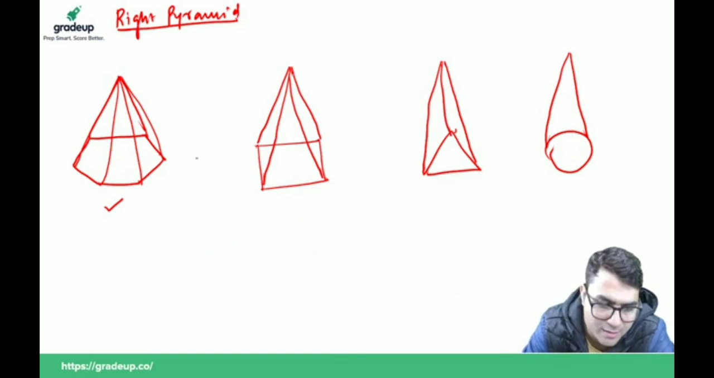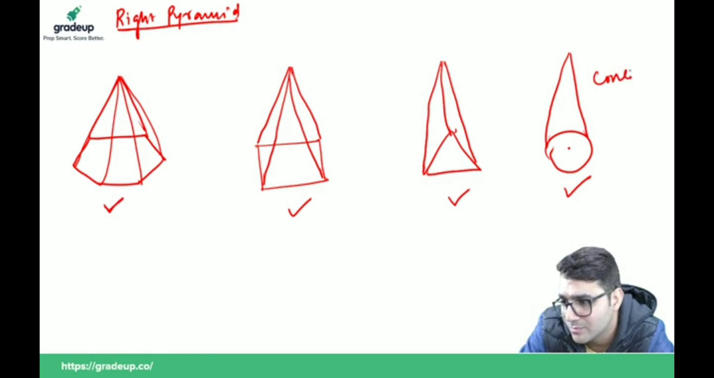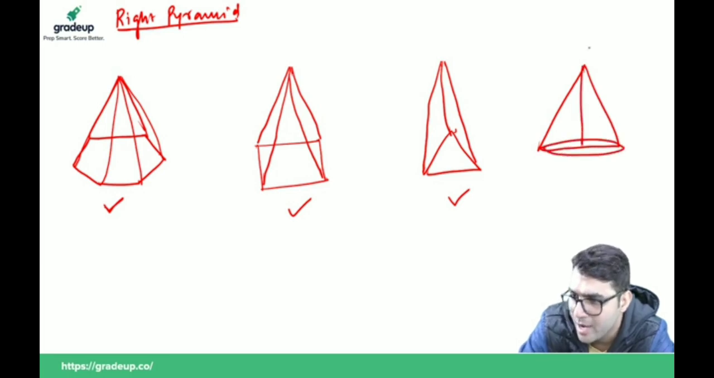This is the pyramid having hexagon base. This is the pyramid having square base. This is the pyramid having triangle base. This is the pyramid having circle base. And this pyramid is called a cone. I can draw in a better way. This is also a pyramid, and this is called a cone.